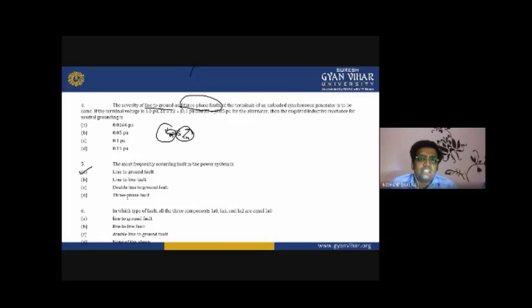In the sixth question, it has been asked in which type of fault all the three sequence components IA0, IA1 and IA2 are equal. In which type of faults are the currents equal? It is none other than the line to ground fault.